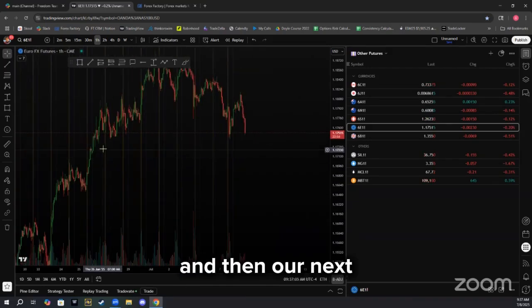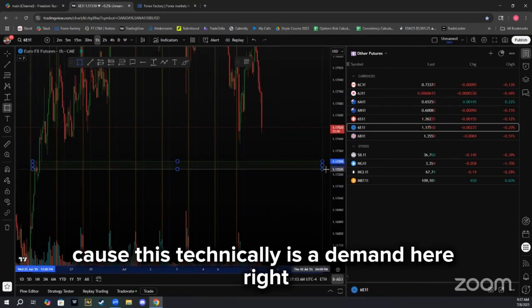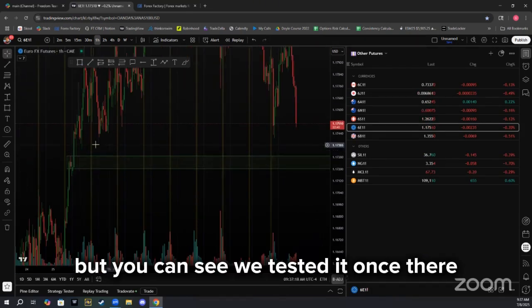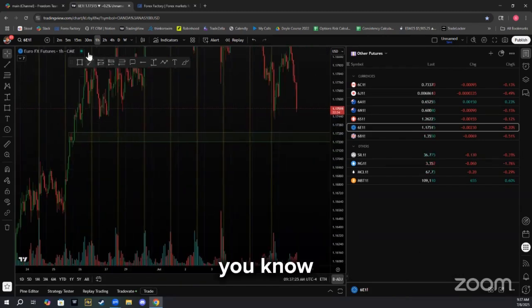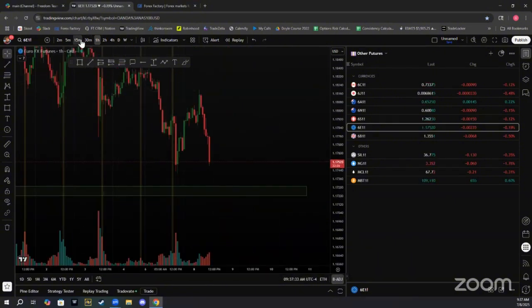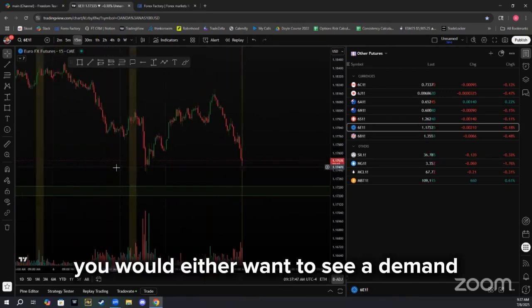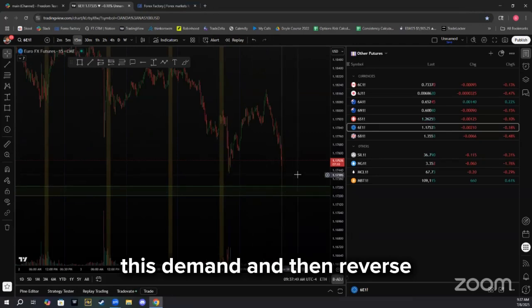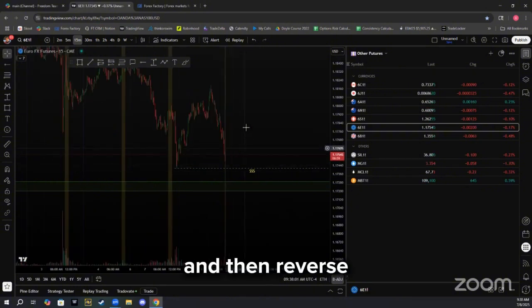All right, and then our next demand is going to be, see, this one's a little bit tricky, right? Because this technically is a demand here, but you can see we tested it once there, just wicked out of it on the same day. And then the next demand is going to be further down in this area here. In terms of trades, though, we're already at an extended low, so it may be hard to catch shorts. But for longs, you would either want to see a demand touch into this demand and then reverse, or for it to take this liquidity here from yesterday's low and then reverse off of that.